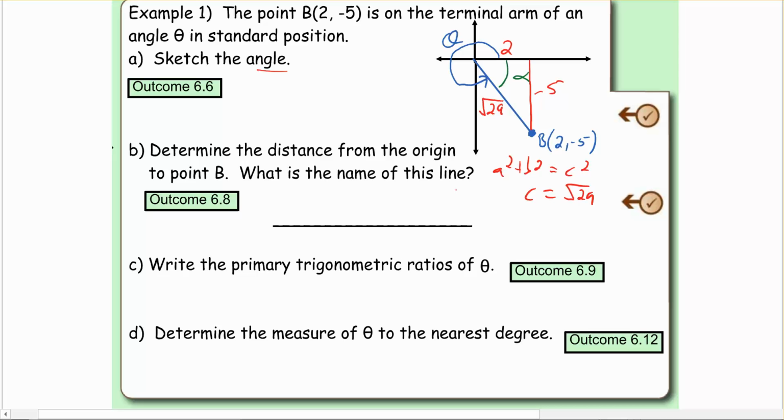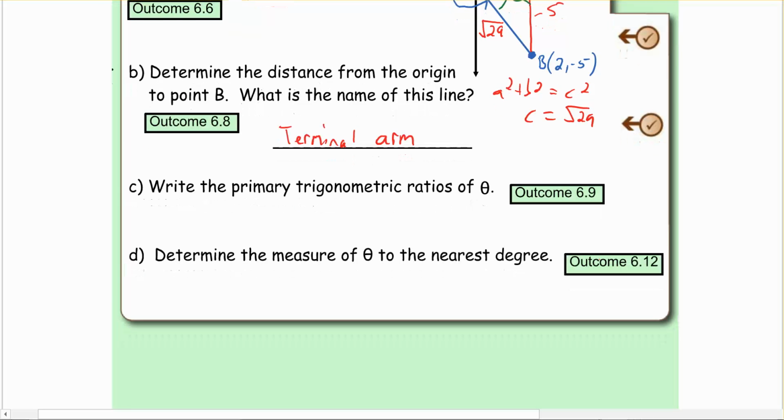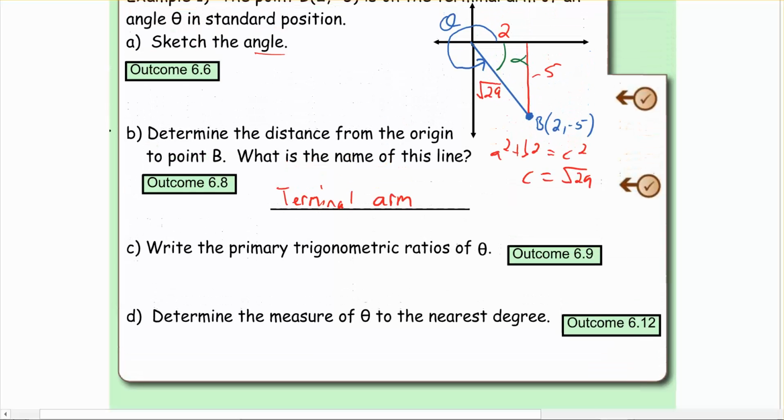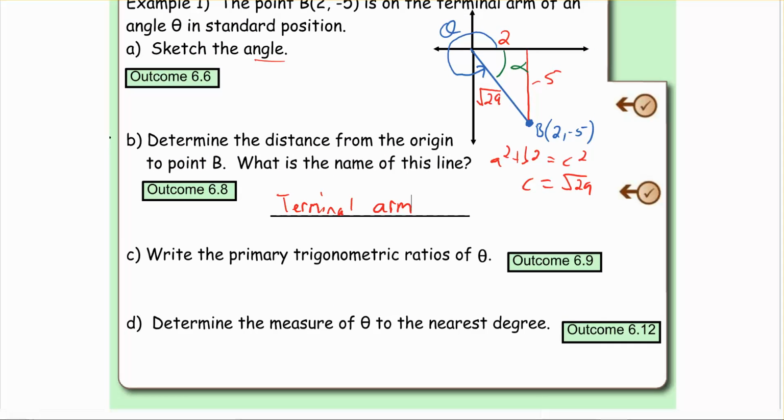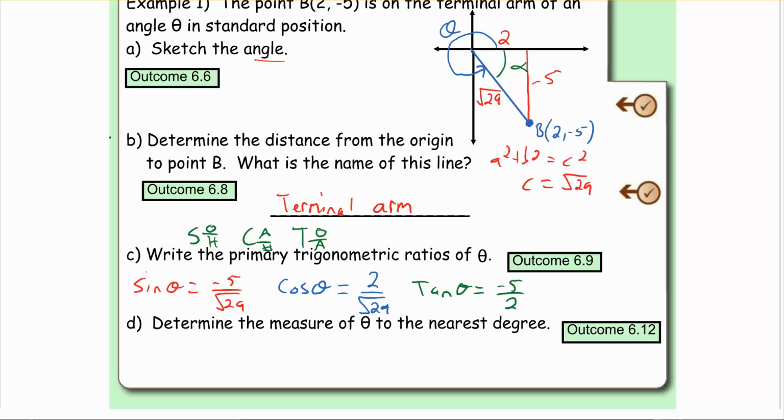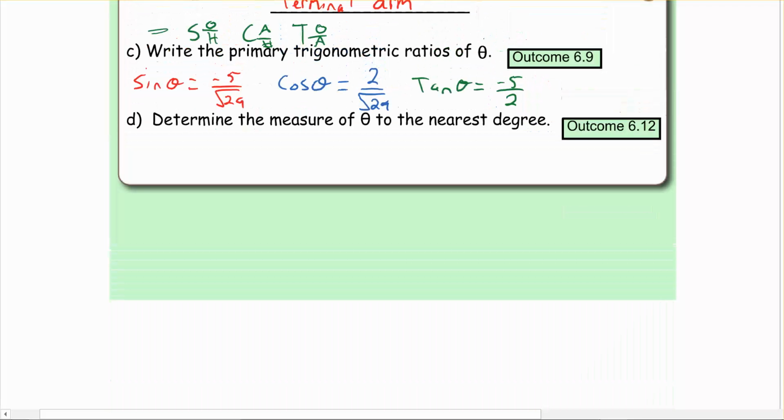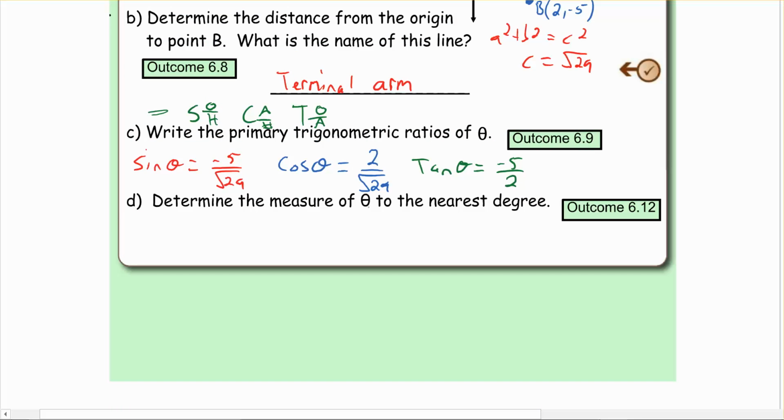What's the name of this line? That's the terminal arm. So just like in the last video. So now write the primary trigonometric ratios. I'm just going to pause that and do it. Okay, so just using SOHCAHTOA, you can figure out the trig identities right there. Now determine the measure of theta to the nearest degree.